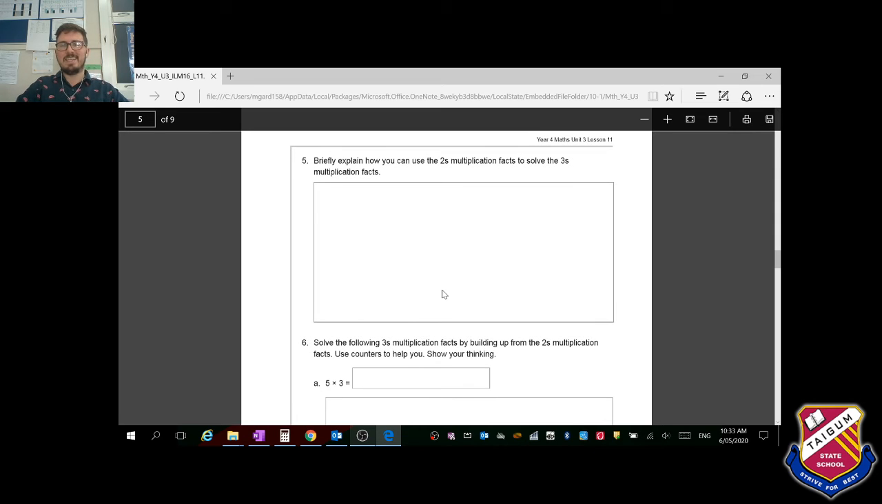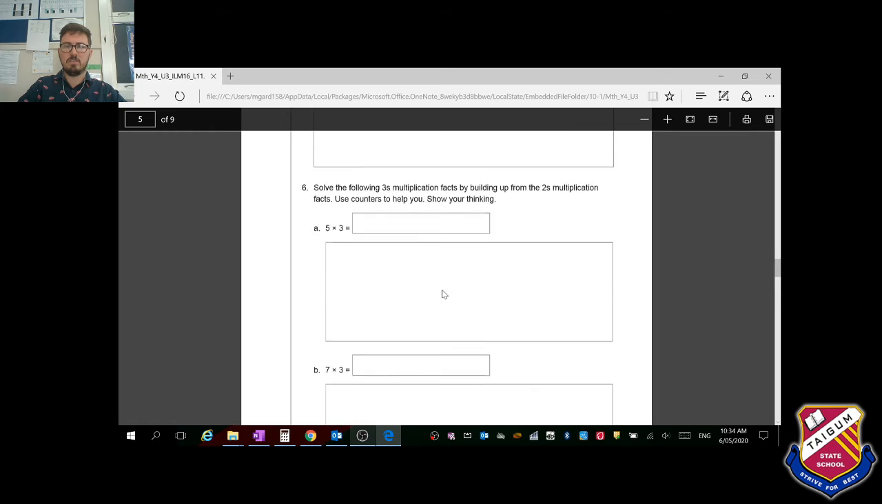So basically, if you're multiplying a number by 3, you can first multiply it by 2, then add that number on the end. So if I want to do 5 times 3, I can go 5 times 2 plus 5, which is a bit easier because double 5 is 10, add 5 is 15. So that's a strategy that you can use.